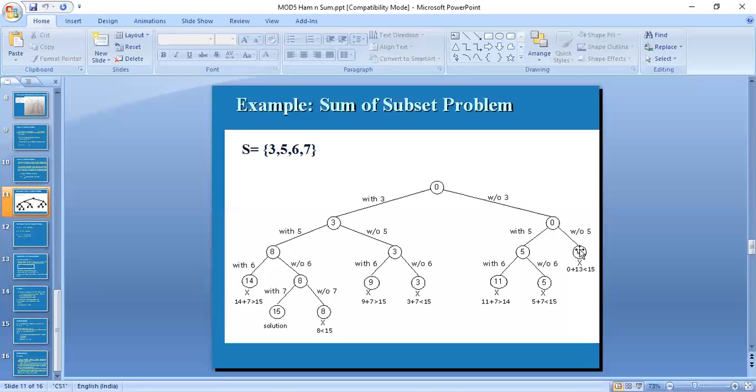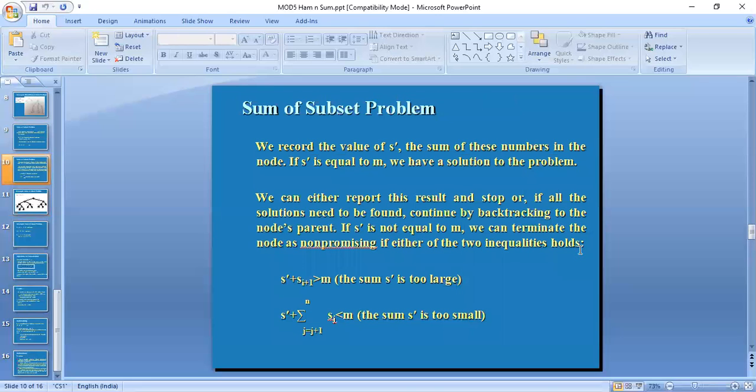In the previous case, we have seen the constraints by saying that there are 2 inequalities. The 2 inequalities are nothing but: if you have updated the node value as s dash, and even if you add all the remaining left-out elements, if the value is less than the sum, the s dash is too small, the inequality doesn't hold good for getting the solution, and it becomes a non-promising node.